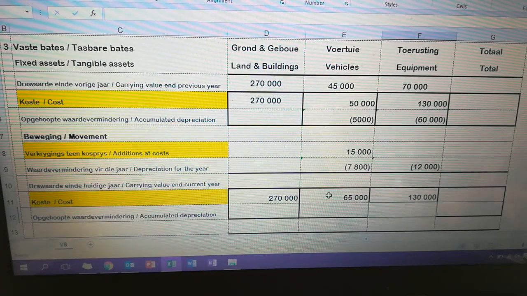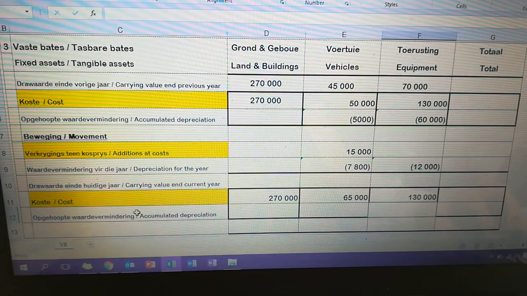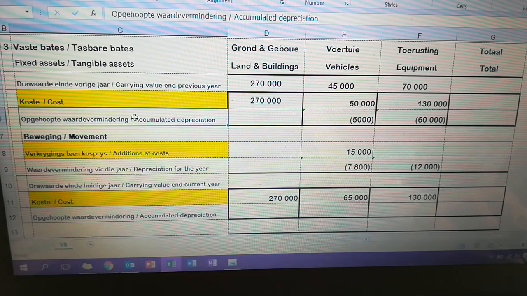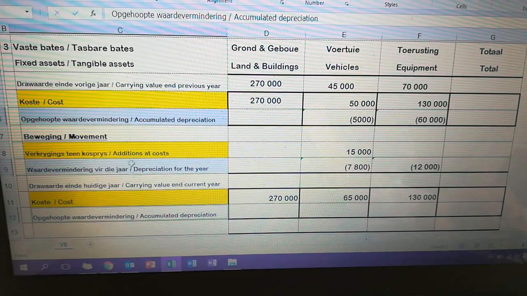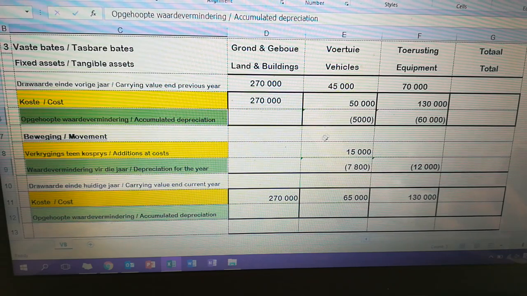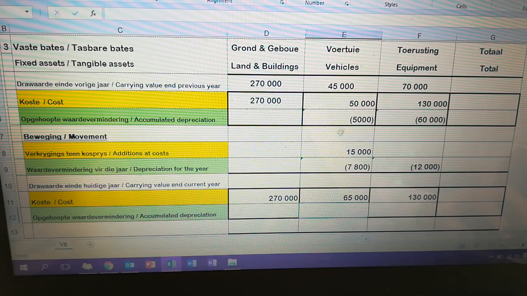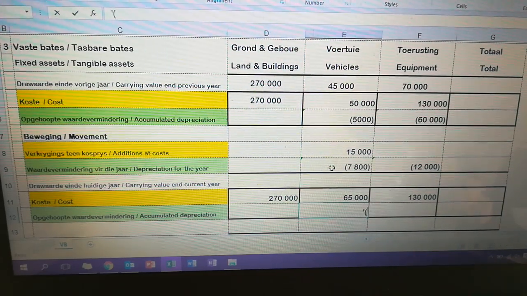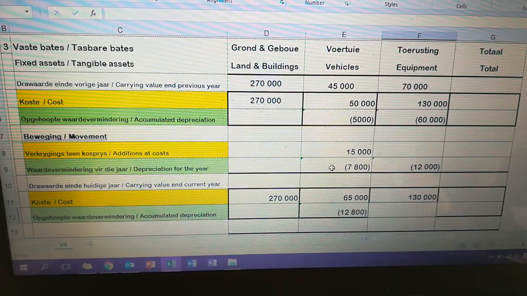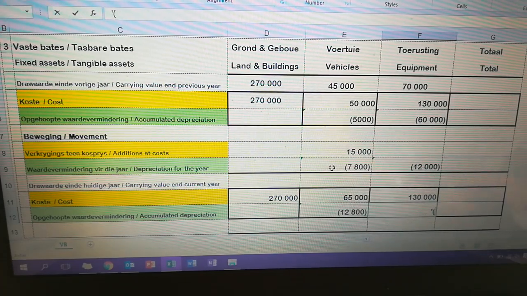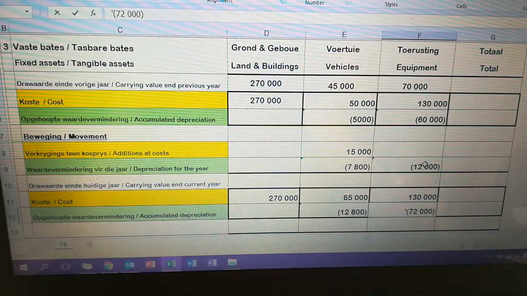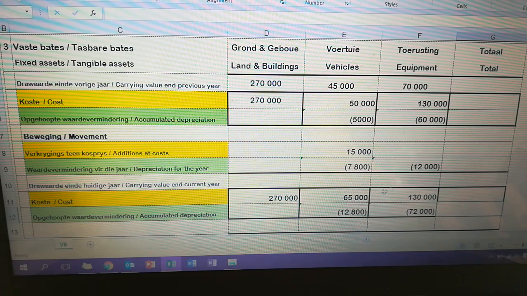Then I need to calculate my accumulated depreciation at the end of my year. So it's my accumulated depreciation at the beginning of the year plus my depreciation for the year, which will be equal to my accumulated depreciation at the end of my financial year. So it's 5,000 plus 7,800, again in brackets. And that is 12,800 rand. Then I'm also going to do the same with my equipment. So it is 60,000 plus 12,000, which is 72,000. That is my accumulated depreciation at the end of the year.